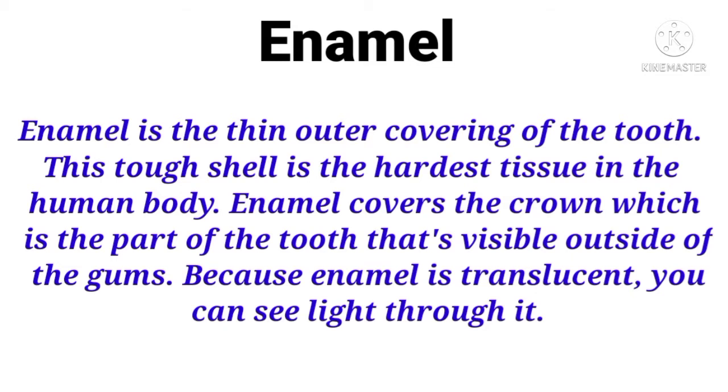Enamel is the thin outer covering of the tooth. This tough shell is the hardest tissue in the human body. Enamel covers the crown, which is the part of the tooth that's visible outside of the gums. Because enamel is translucent, you can see light through it.